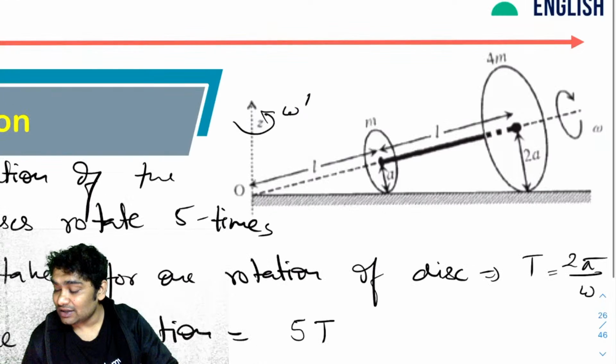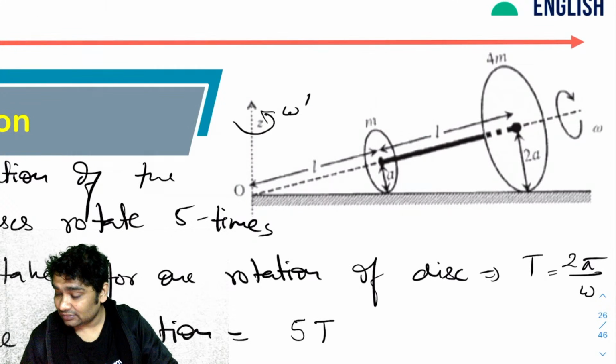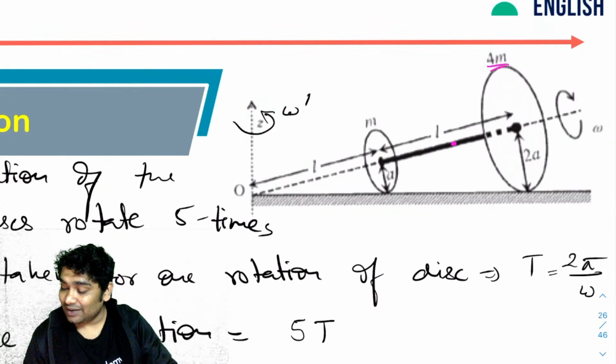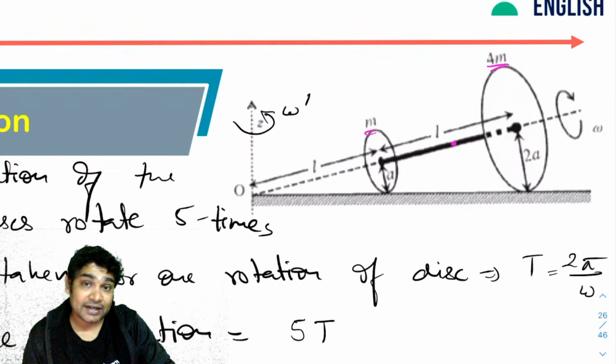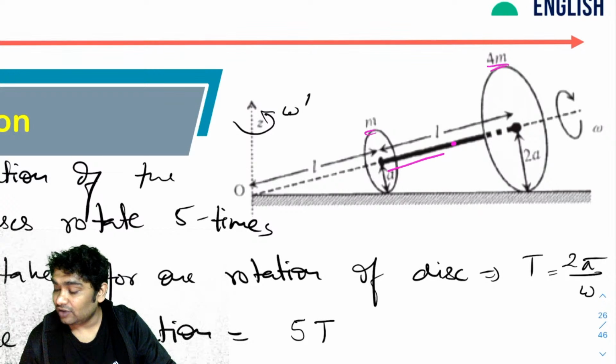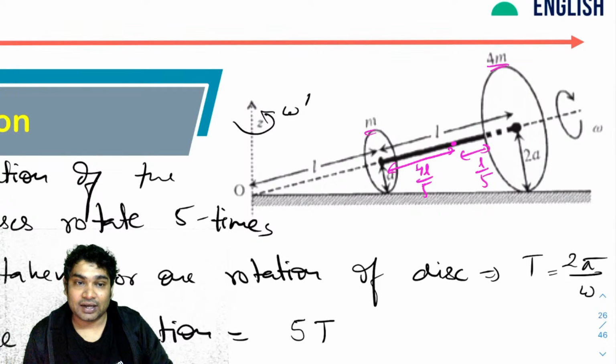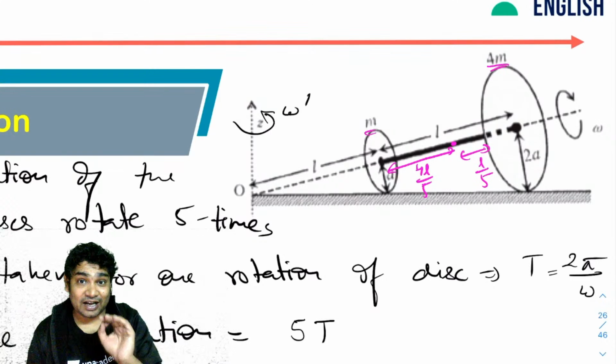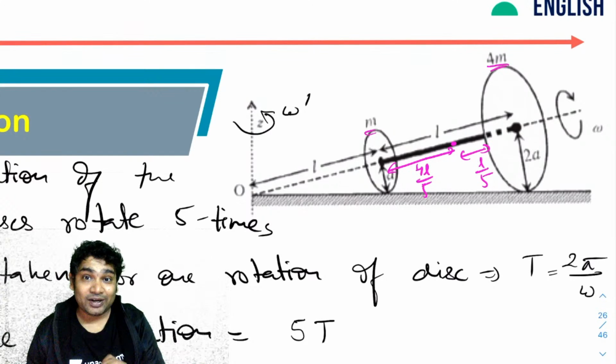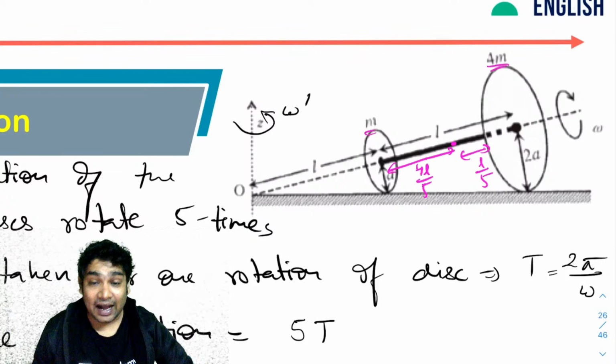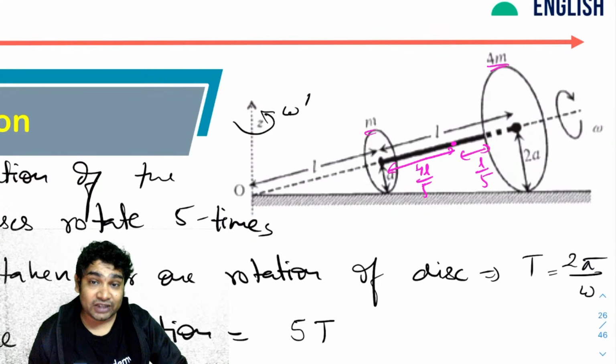So what I'm saying is that the CM would have lied somewhere here, and since this was 4m, this was m. So the line joining the CM divides the line joining two masses in inverse ratio of the masses. So this length I can say would have been 4L by 5, and this would have been L by 5. So then the ratio is 4:1, correct? Now that I know this, how do you calculate the angular momentum of any object with respect to a point? Let's talk about that also.